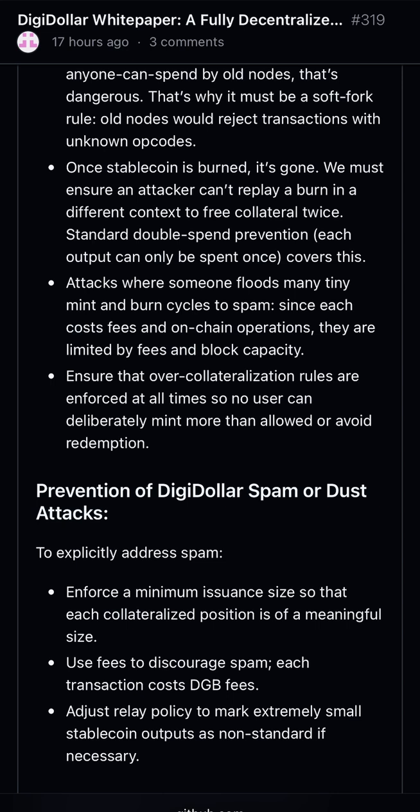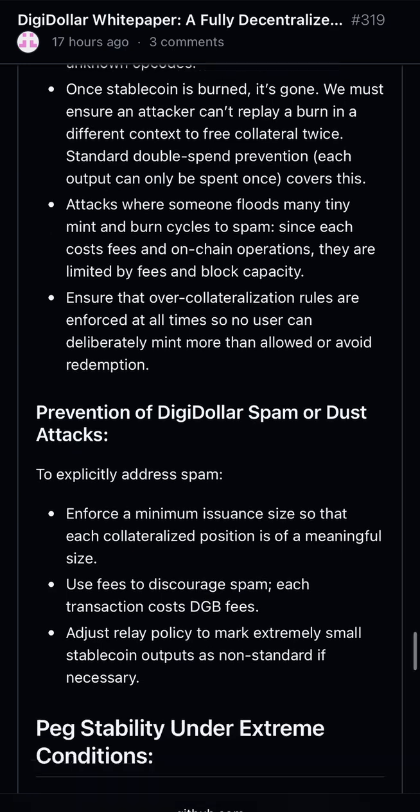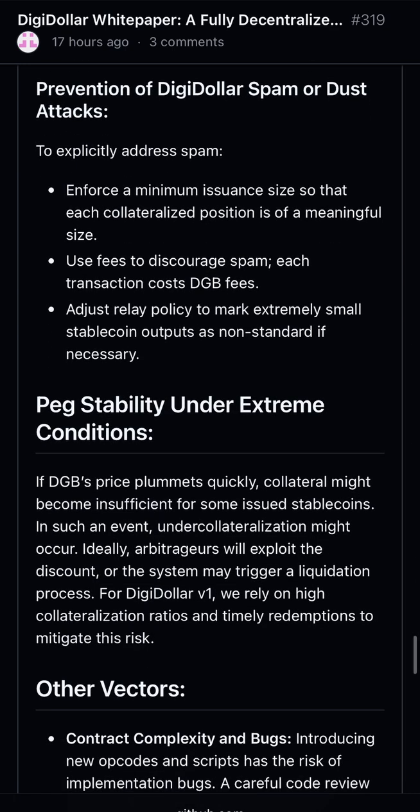Ensure that over-collateralization rules are enforced at all times so no user can deliberately mint more than allowed or avoid redemption. Prevention of DigiDollar spam or dust attacks. To explicitly address spam, enforce a minimum issuance size, so that each collateralized position is of a meaningful size. Use fees to discourage spam. Each transaction costs DGB fees. Adjust relay policy to mark extremely small stablecoin outputs as non-standard if necessary.